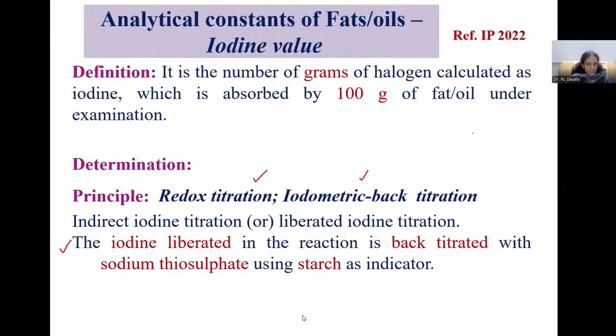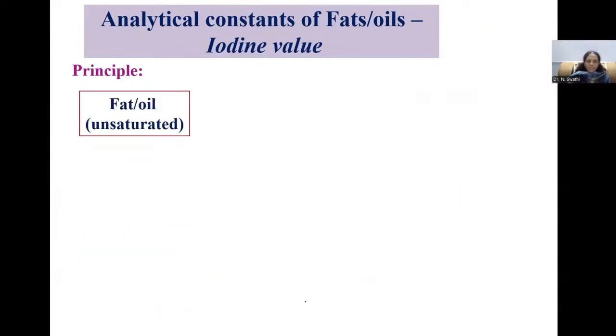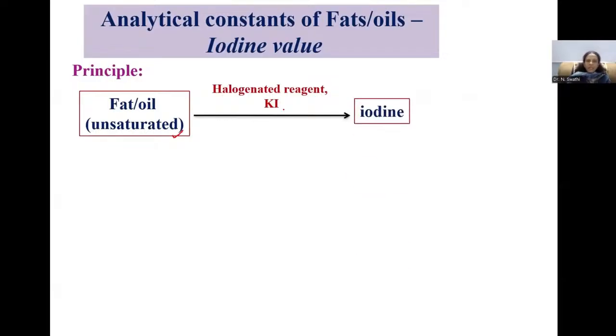Now let us try to understand this iodine value principle with the help of a schematic representation. The given fat or oil may consist of unsaturated double bonds. So when the given sample is treated with any halogenated reagent in the presence of potassium hydroxide, it causes liberation of iodine. That means the number of moles of iodine liberated in this particular reaction depends on the degree of unsaturation of the given sample of fat or oil. So once we know how many moles of iodine are liberated during this reaction, based on that we can make out the degree of saturation or unsaturation of the given oil or fat sample.